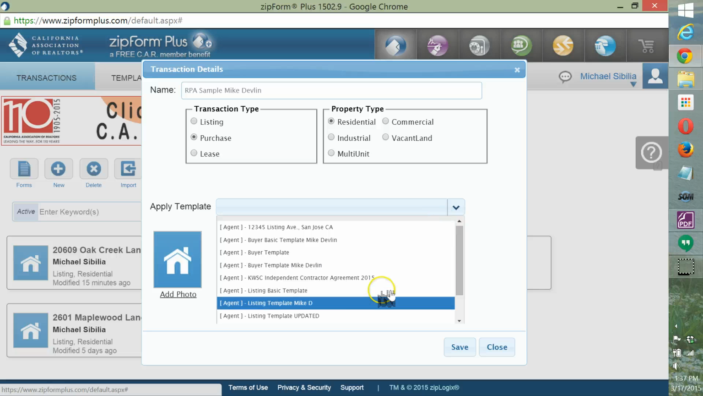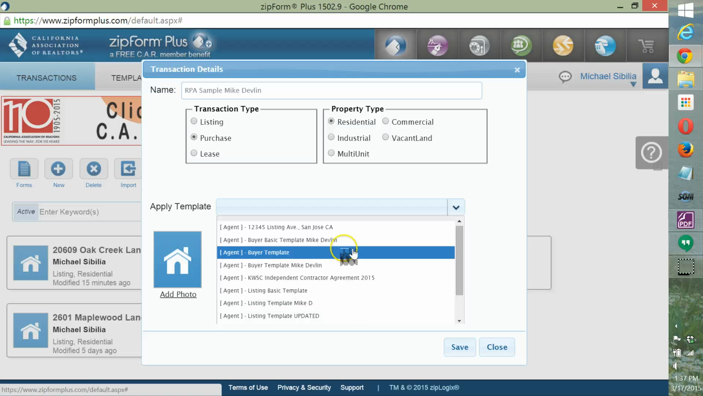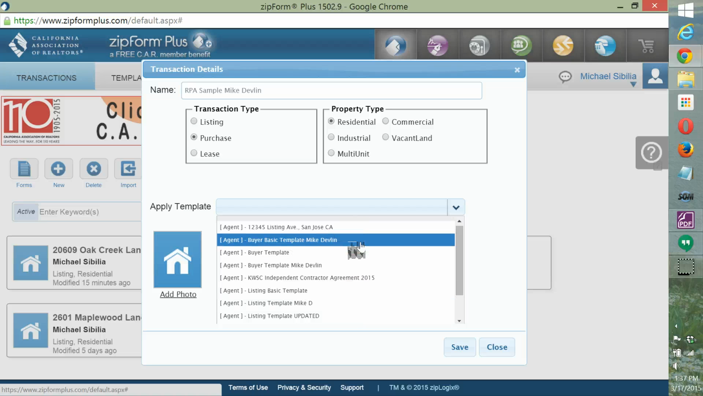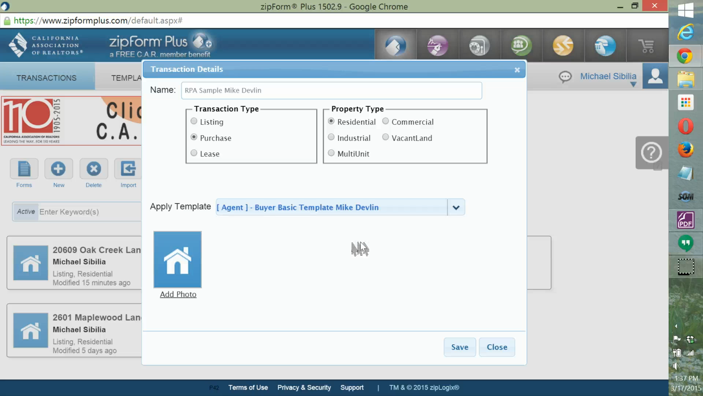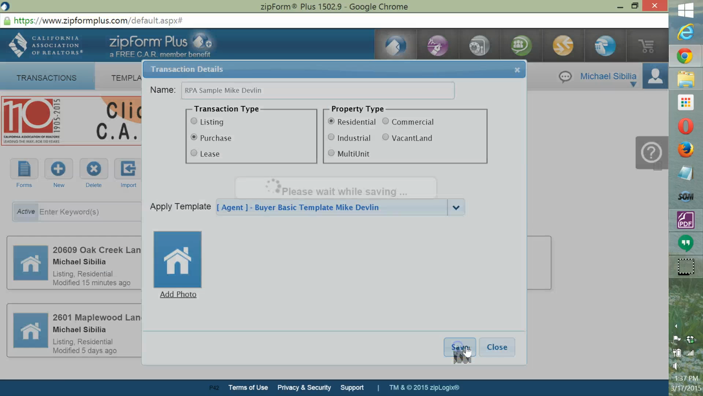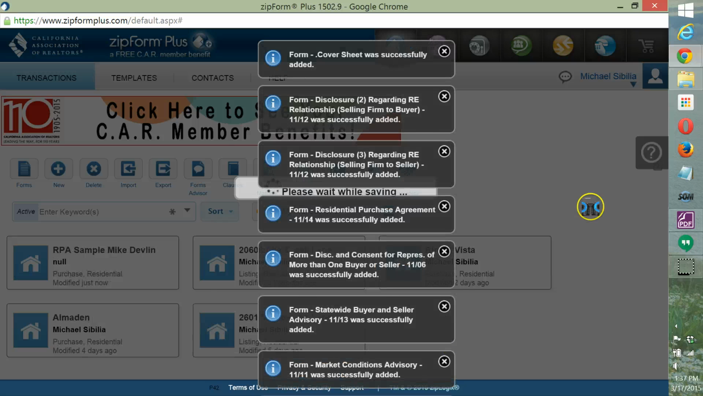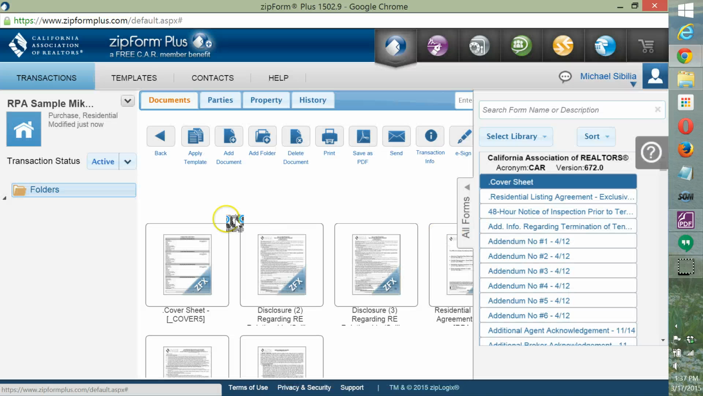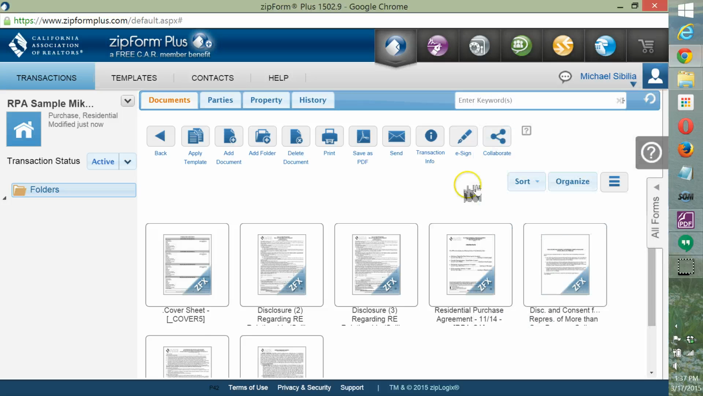So there's a listing template, Mike D. Right now, in other, how about this? A buyer template, Mike Devlin. Why not? I'm going to remove some of these templates to unclutter it. And we could add a photo of the property too, which actually prints on some things, but is not necessarily a big deal. So assuming we're writing an offer today, that's the idea. And we're going to click on save. And all these forms automatically got populated.